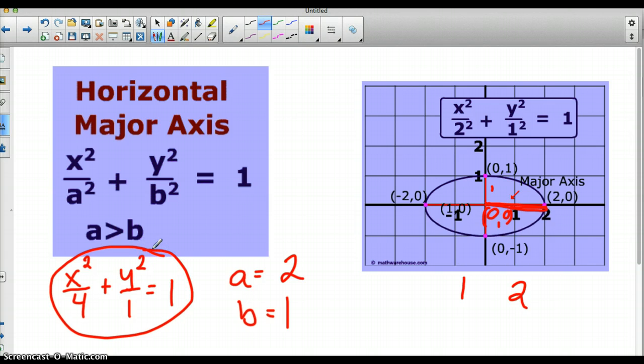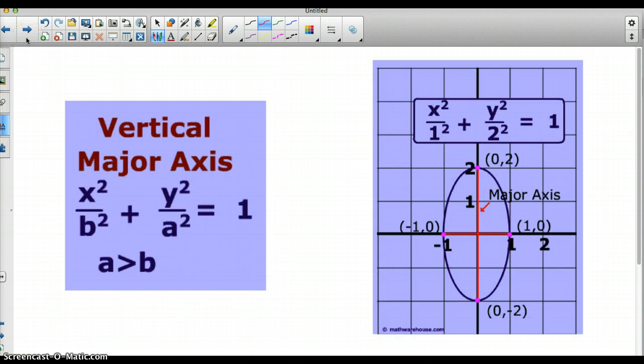So remember, you have to find a and b in both of these. And to find a and b, it's essentially the distance from your center out to your vertex in one direction, and then in another direction on your minor and major axes.